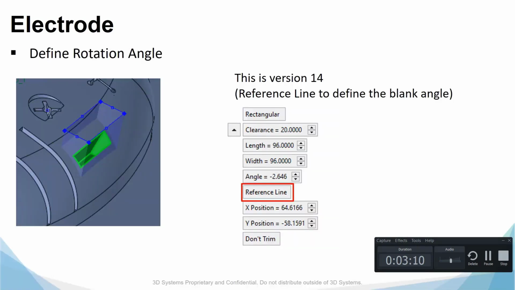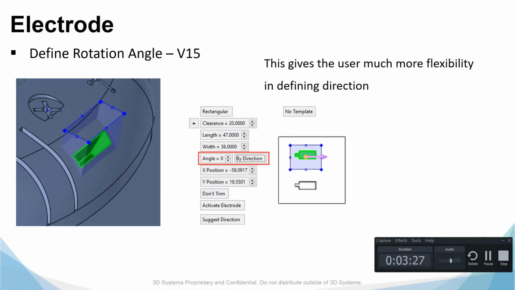Define rotation angle. In version 14, we had the reference lines to define the blank angle. In Cimatron 15, we have the option of bidirection. Clicking the angle button, the bidirection button, would display a local direction arrow next to the center of the top face of the electrode, in the direction of the current X direction of the electrode.